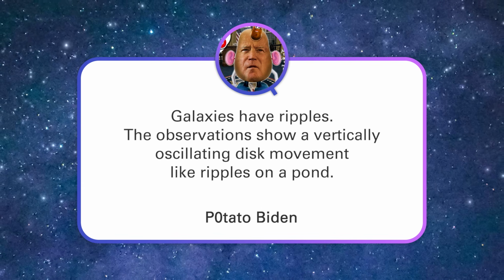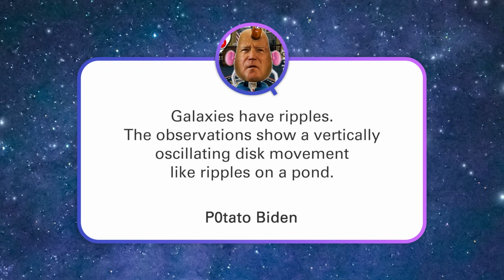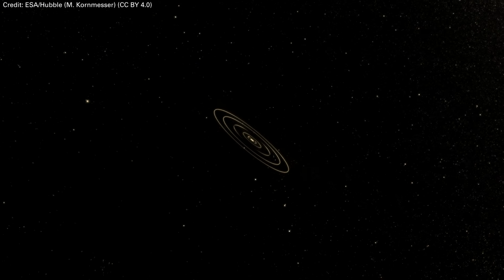Potato Biden: galaxies have ripples. The observations show a vertically oscillating disk movement like ripples in a pond. Galaxies do have ripples. So when you look at a galaxy and imagine the stars just going around the center of the Milky Way, they actually have an up and down oscillation as well. So stars will go up and down and up and down.